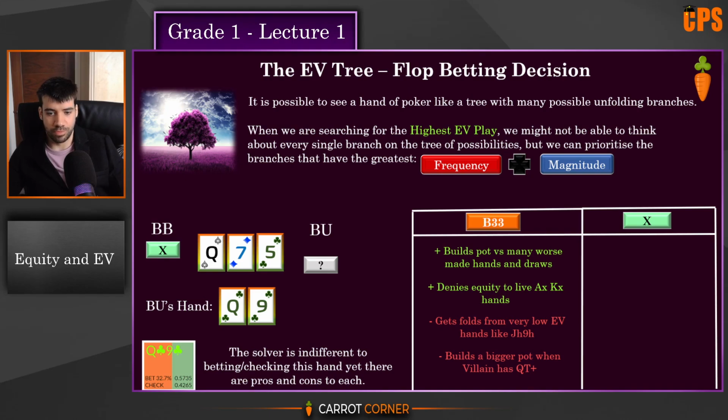Fourthly, we would not like the idea of building the bigger pot when villain has queen 10 plus. If you could see villain's cards, this is a useful thought experiment actually. Imagine you can see his cards and he's got king queen, or he's got a set, or he's got 2 pair. You would check, wouldn't you? So in this case, there are two negatives of betting that very often go unnoticed that absolutely balance out the positives of betting. Check is a line that doesn't even really get analysed very often.